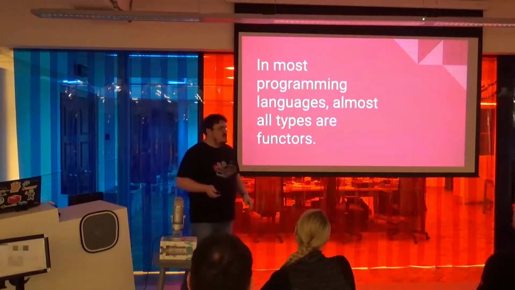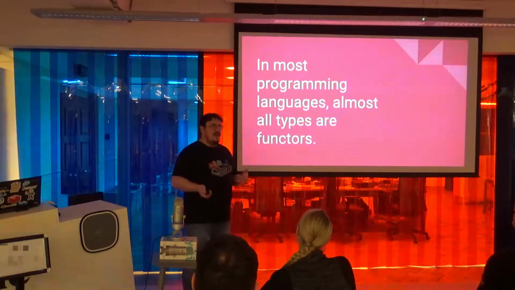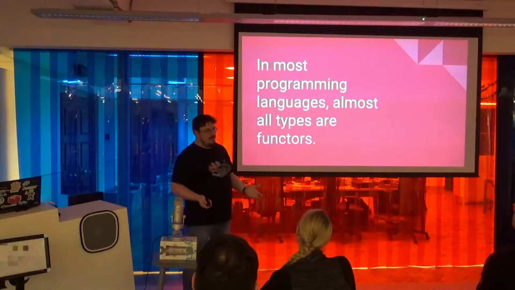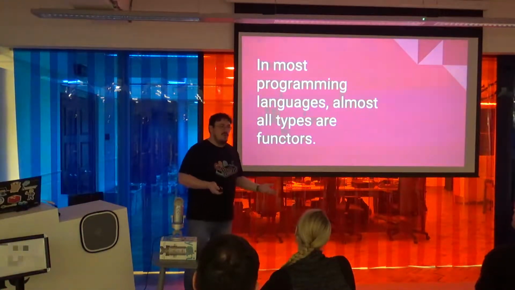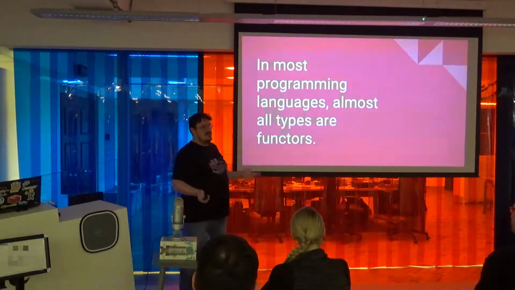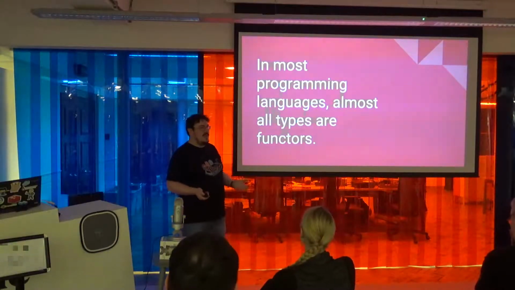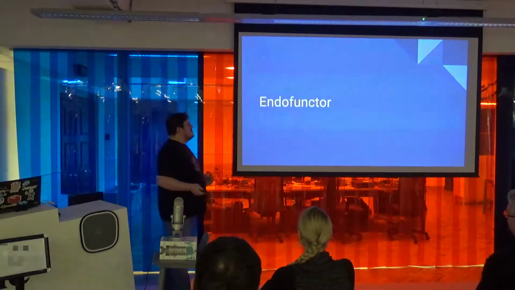Right, so functors are pretty straightforward for us. Obviously the term comes from maths, where there are a lot more things than what we cover. But in programming, what we mostly care about are types. And in almost all programming languages, almost all types are functors, because almost all types can be mapped. So that makes things pretty straightforward. So endofunctor.